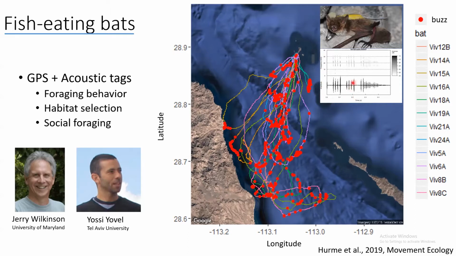Echolocating bats produce these very characteristic sequences of calls, seen here as a buzz. What we were able to do is identify where these feeding buzzes occurred and get a much more in-depth look at where bats were actually foraging during their nightly flights. We could then look at what type of habitat a bat actually cares about in the ocean, and try to understand how a bat evolved to catch fish, as well as some of the social aspects of foraging, how the bats use each other's feeding buzzes to eavesdrop and find new foraging sites. This work was with Jerry Wilkinson at the University of Maryland in collaboration with Yossi Yovel at Tel Aviv University.